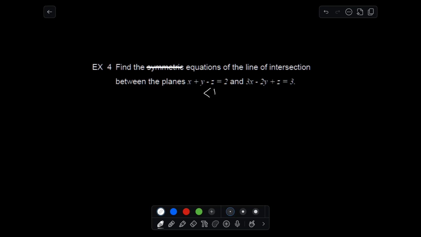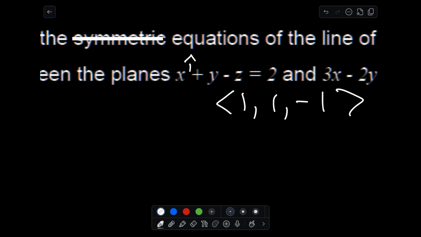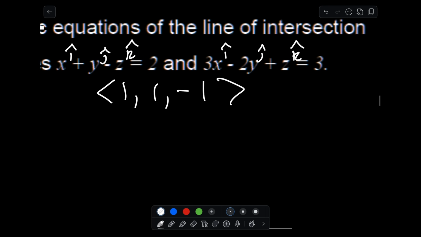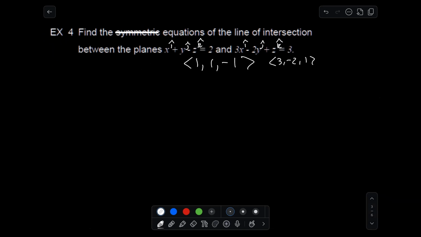So in this case, it'd be 1, 1, -1, because right here we can think of this as our i hat, our j hat, and our k hat. Right, so in this case, it'd be 3, -2, 1. And now given this, I'd like you guys to try and solve for the line of intersection between these respective planes. So feel free to pause the video now, try that on your own.